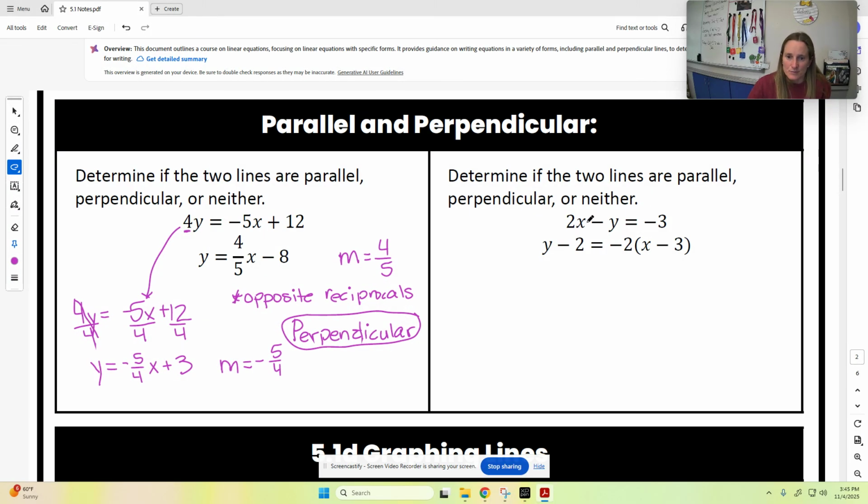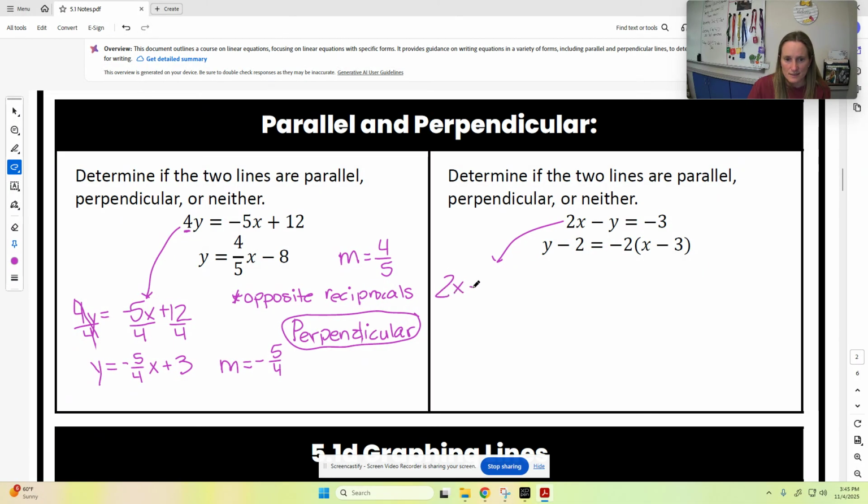In our next example, I'm doing the same thing. I'm going to decide if these 2 lines are parallel, perpendicular, or neither. So this first one is in standard order because I have the x and the y on the same side. And it's not real easy to know slope from that. So we're going to have to solve this equation for y. So we'll go ahead and do that right here.